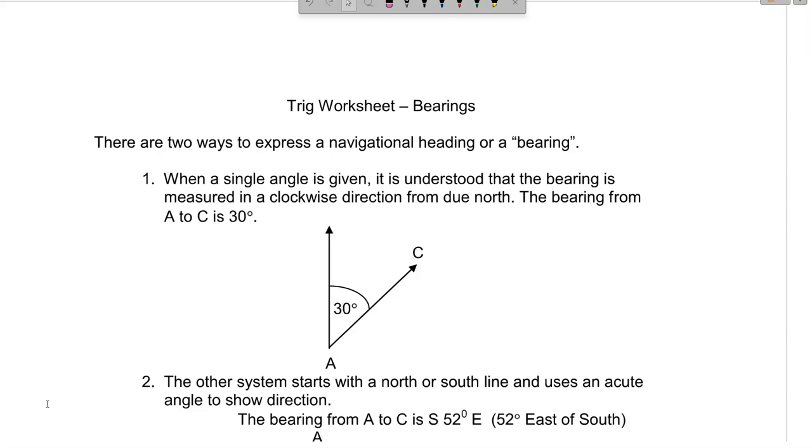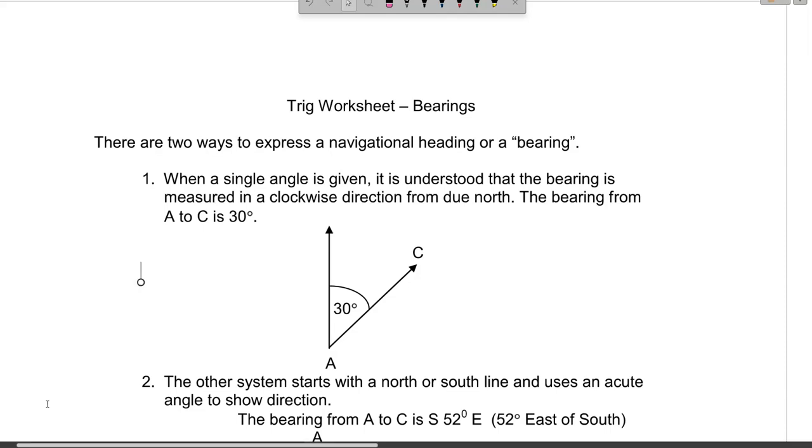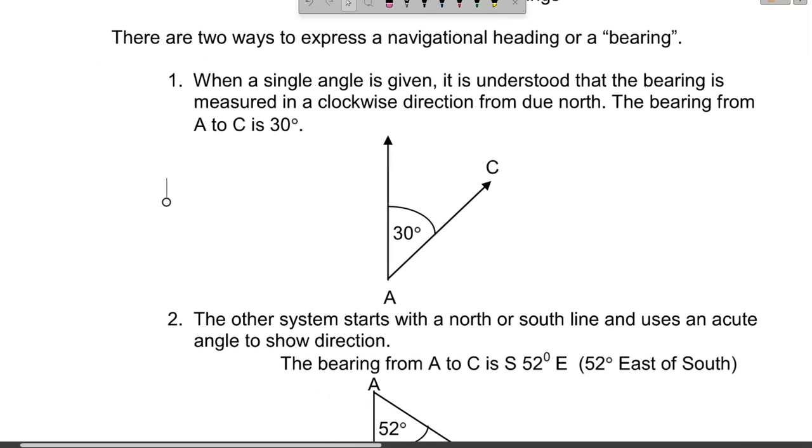In this video we are going to talk about how to measure angles using something called bearing. Bearing, or heading, is a way for us to express a navigational direction. Now there are two different systems that can be used.